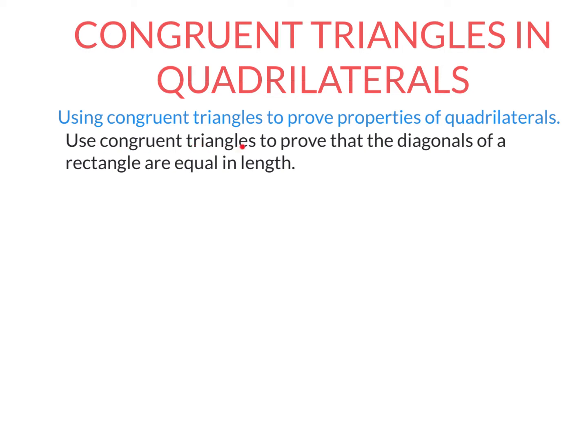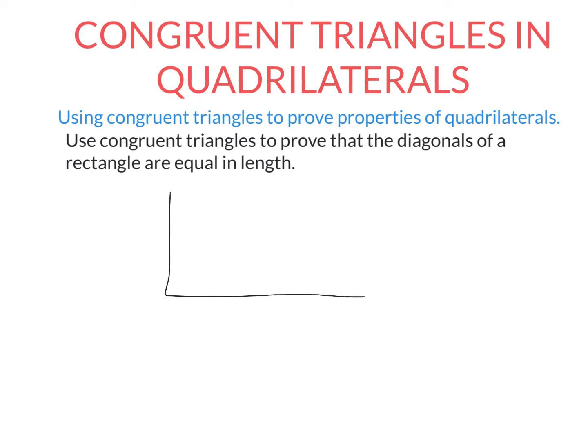We're going to use congruent triangles to prove that the diagonals of a rectangle are equal in length. So the diagonals of a rectangle being equal in length, that's a property of a rectangle. It's something that every rectangle has. Every rectangle has two diagonals that are equal in length. So in order to do this, we should first start by drawing a diagram.